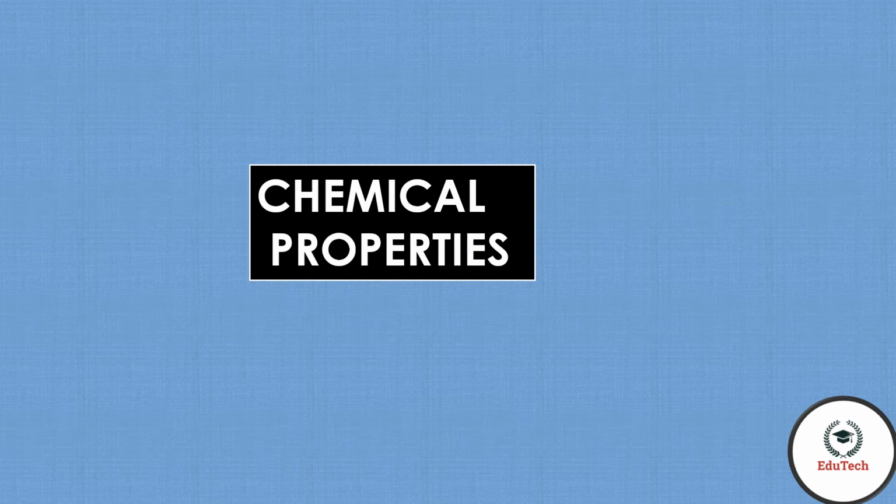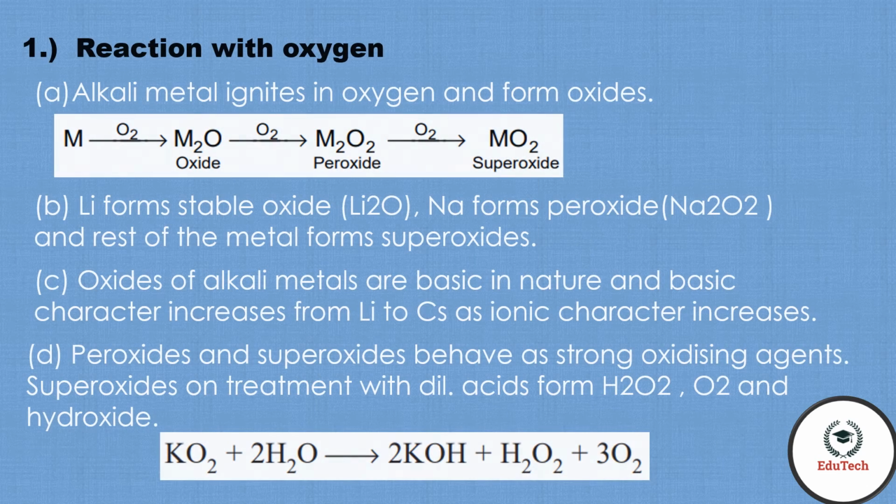Now we can see about the chemical properties. Reaction with oxygen. Alkali metal ignites in oxygen and forms oxides. Here M is represented as metal. Now let me take M as anything. For example, we can take lithium.